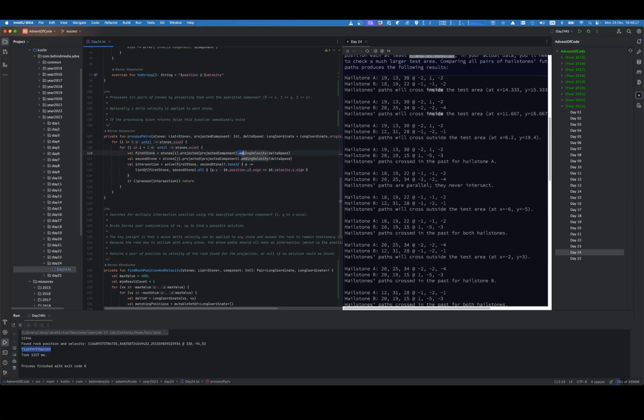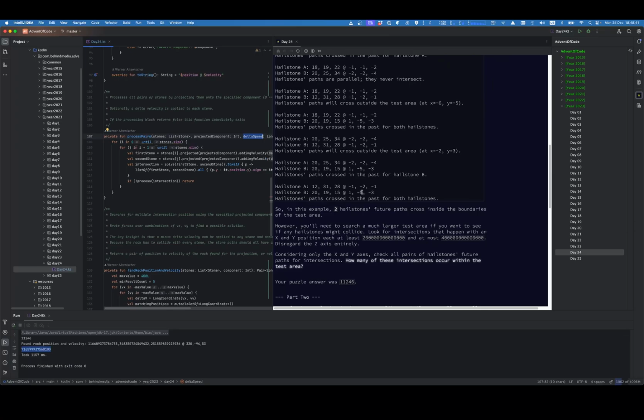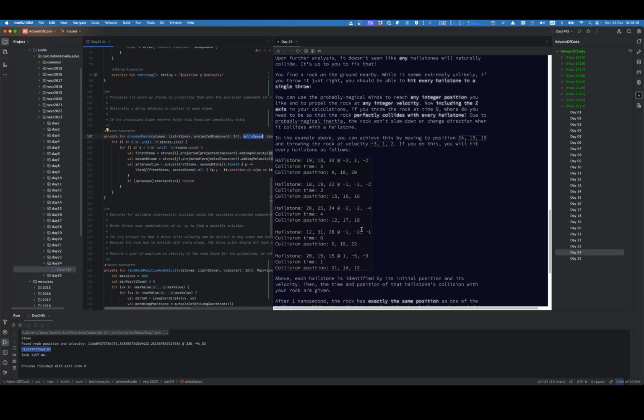Now, you already see, I have some spoiler here for part two. So this method has the possibility to add a delta velocity to each stone. So what's the problem for part two? Part two specifies that there's a rock which will eventually collide with every hailstone. So that means that there's an intersection at some point in time. Not only intersection, but the time also matches between the hailstone and the rock.